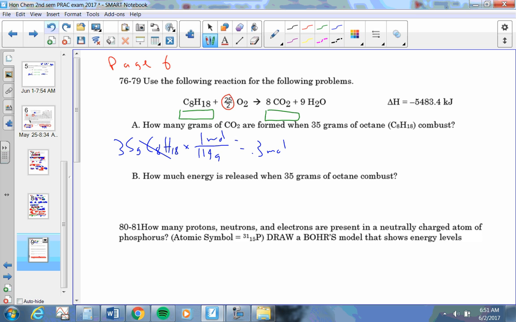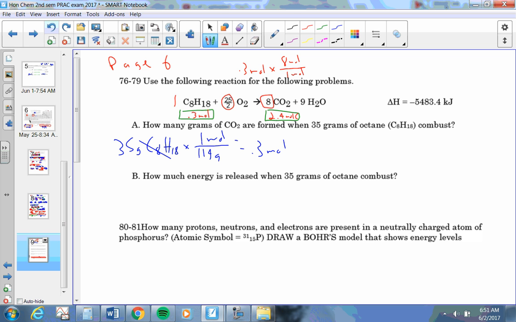If we had 1 mole, we would get 8 moles of this. Well, we don't have 1 mole. We have 0.3 moles. So we're going to get 8 times as much. 0.3 moles times 8 moles comes from 1 mole. That's the mole ratio, 8 to 1. It's going to be 2.4 moles of CO2.